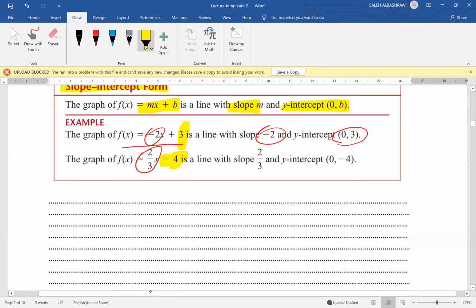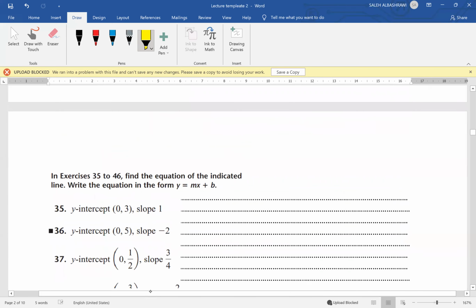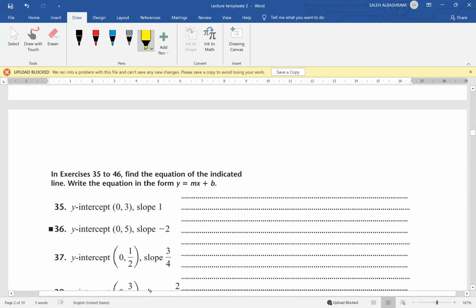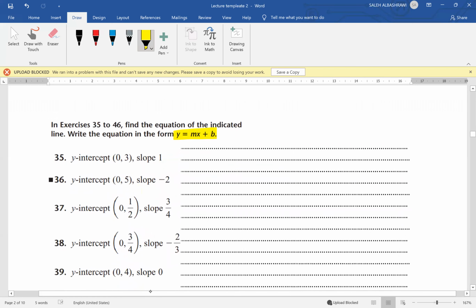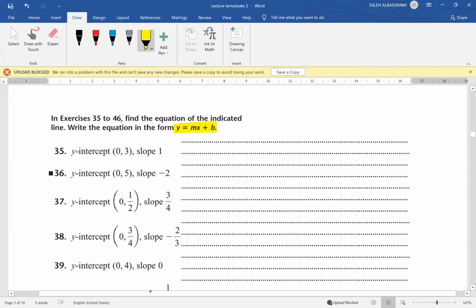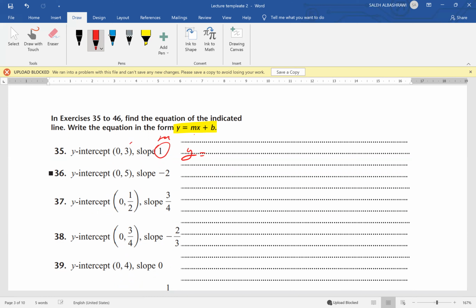For direct application, let's find the equation of a line in the form y equal to mx plus b. This is the slope-intercept form. Question number 35. We are given the y-intercept is (0, 3) and the slope is equal to 1. So the equation is y equal to mx plus b. This is m and this will be b. So it is y equal to 1x plus 3. I can write it as y equal to x plus 3. This is the equation of this line.